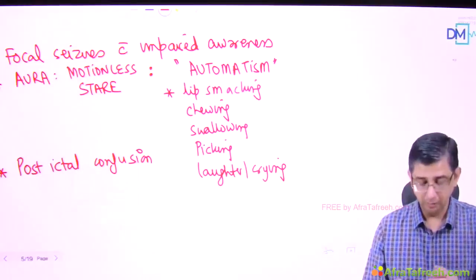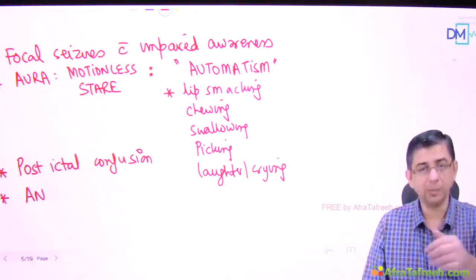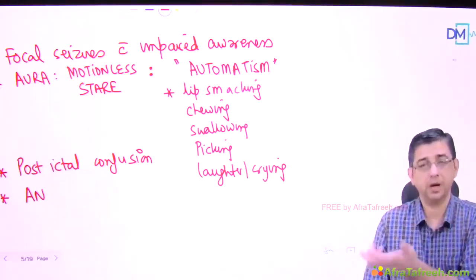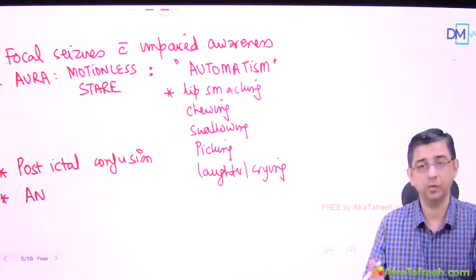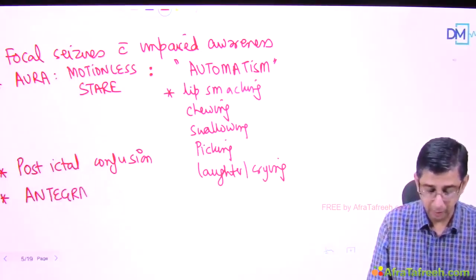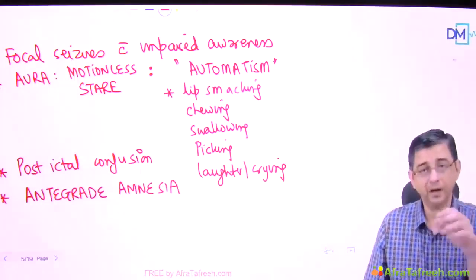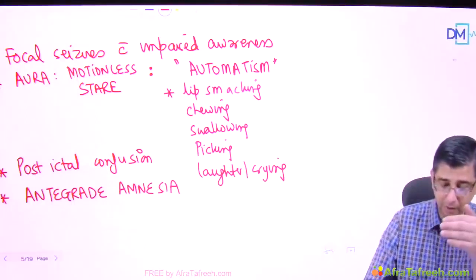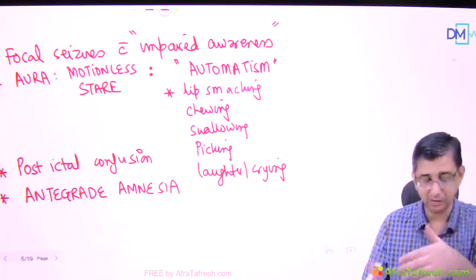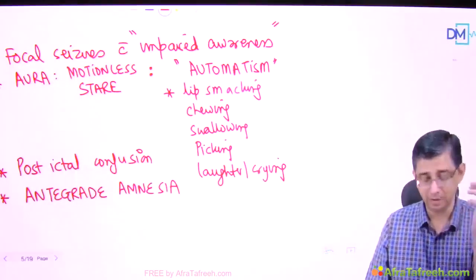So there is a post-ictal confusion and his friend is asking him, don't you know what happened to you, you were laughing like crazy, right? His friend is asking you, you're laughing like crazy. So he will not have any memory of the recent event. This loss of short-term memory that I'm explaining to you is called antegrade amnesia. So the reason I'm saying impaired awareness is that there will be a very characteristic post-ictal confusion and antegrade amnesia in this patient.